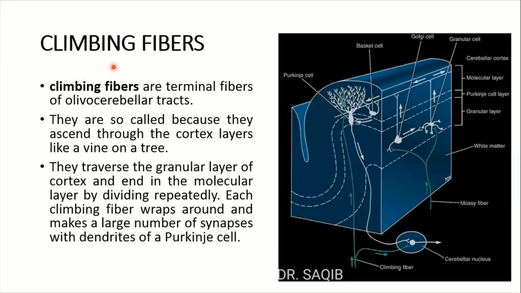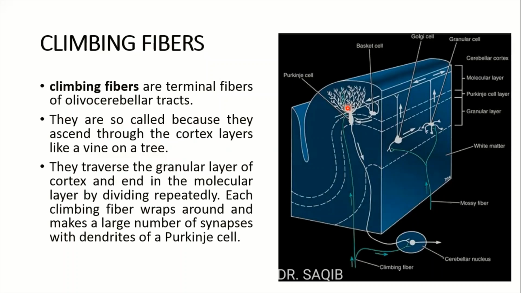First of all, I will talk about the climbing fibers. You see, these are the climbing fibers. They are terminal fibers of cerebellar tracts. They are so called because they ascend through the cortex layers like a vine on a tree. Here you see, they go like this. They ascend through the white matter and all three layers of the cortex, and reach the Purkinje cell dendrites. They traverse the granular layer of the cortex and end in the molecular layer by dividing repeatedly.